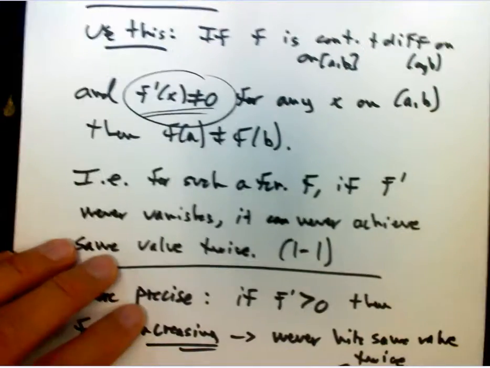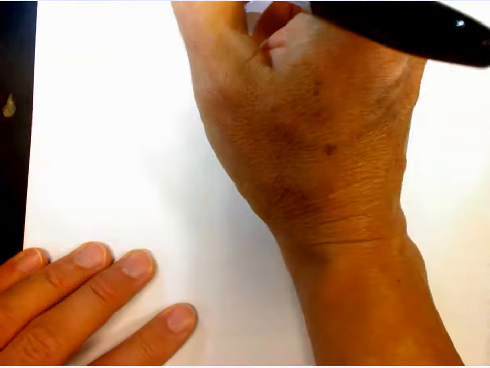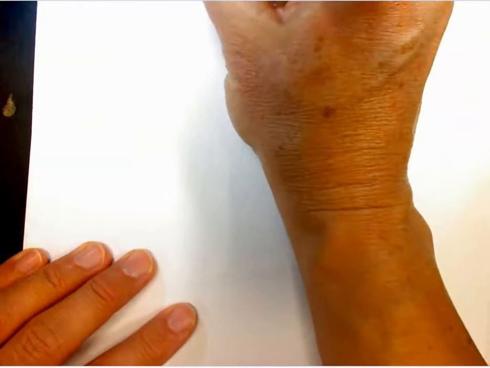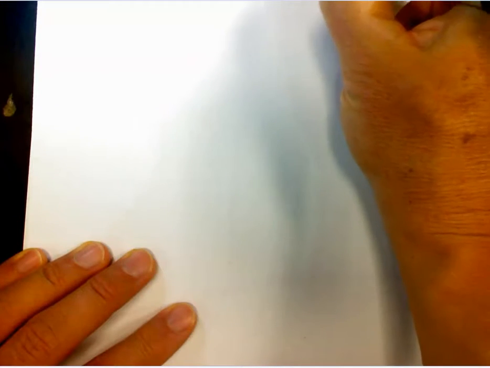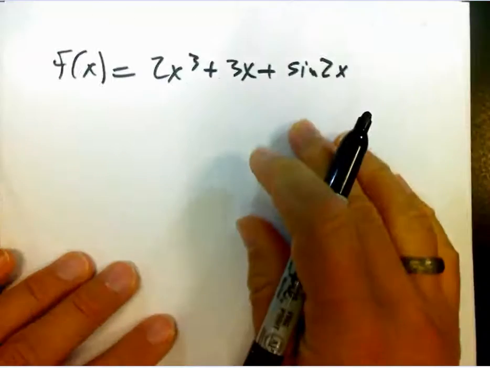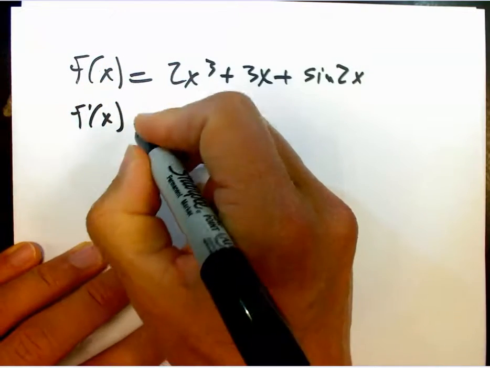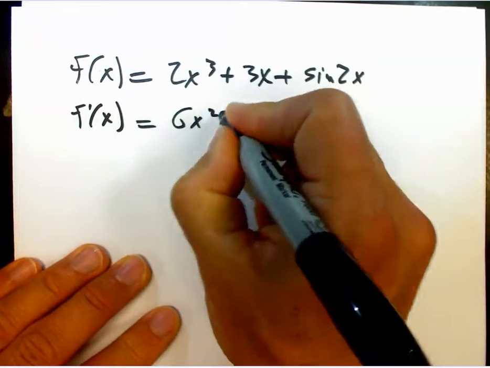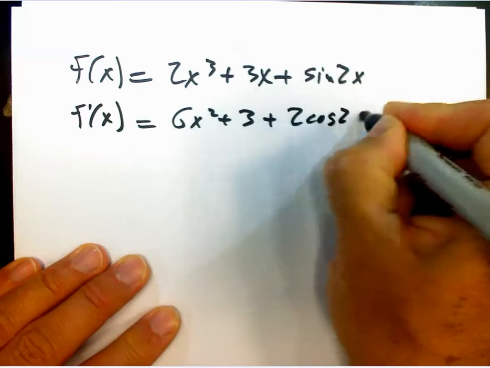Now, I'm going to show you an example. Let me remind you of the function we defined. We're actually going to be able to show that this derivative is always positive. Oop, you're not seeing that. Okay, so let's take the derivative. 6x squared plus 3 plus 2, remember the chain rule, cosine 2x.